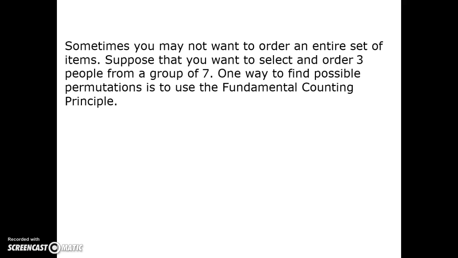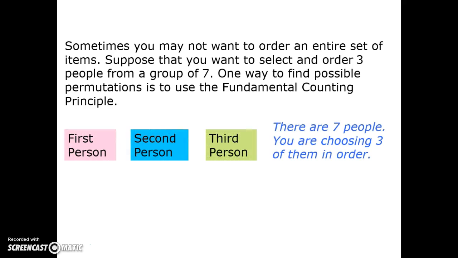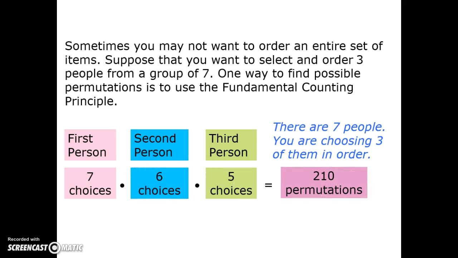So sometimes you may not want to order an entire set of items. Suppose you want to select and order 3 people from a group of 7. One way to find possible permutations is to use what we call the fundamental counting principle. So let's say we have 7 people and we're choosing 3 of them in order. So we choose the first person, we choose the second person, and we choose the third person. So there are 7 choices to start with, then 6 choices, then 5 choices. So there are 210 ways to choose 3 people out of these 7 when order matters.